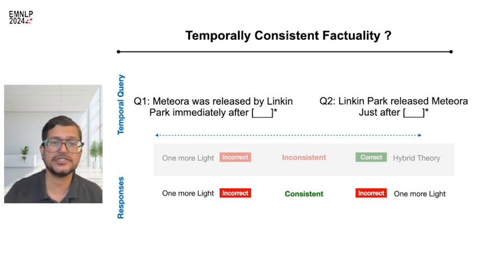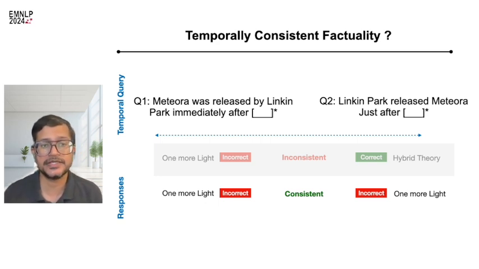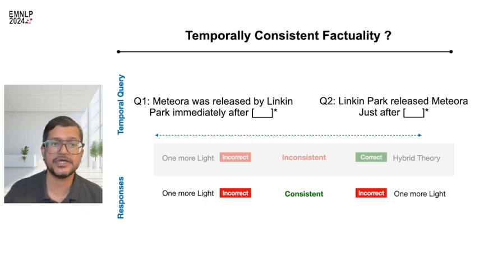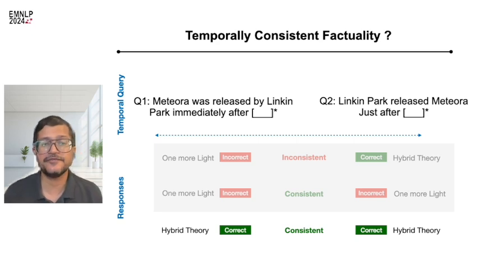The second possibility is where the model responds incorrectly for both Q1 and Q2. But in this case, model behavior is quite consistent. The third and final possibility is where the model responds factually correct for both the queries Q1 and Q2. So the model behavior is also quite consistent, and this is what defines temporally consistent factuality.